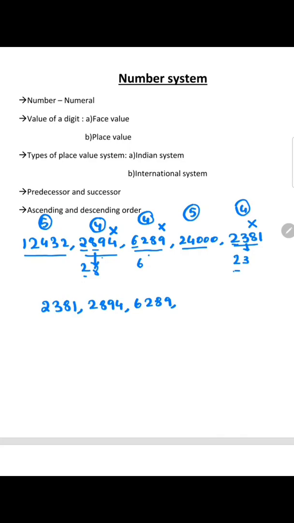Now let me check. Here in the 10,000s place I have 1, whereas here I have 2. So 1 is less than 2. So first I am going to take this number. So this is the ascending order of the given question.